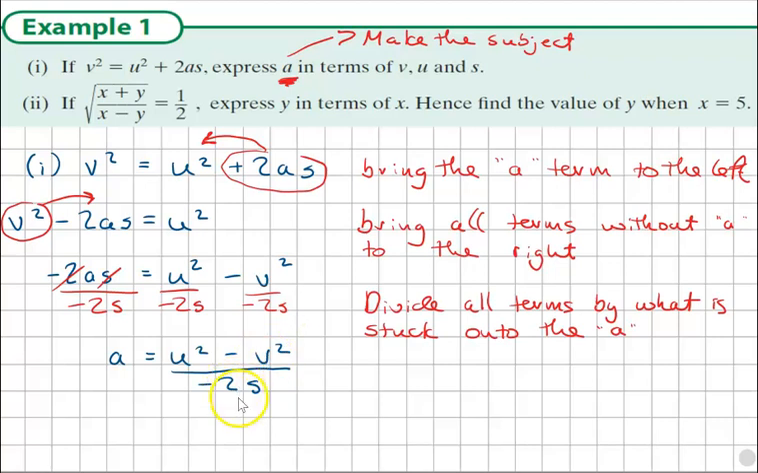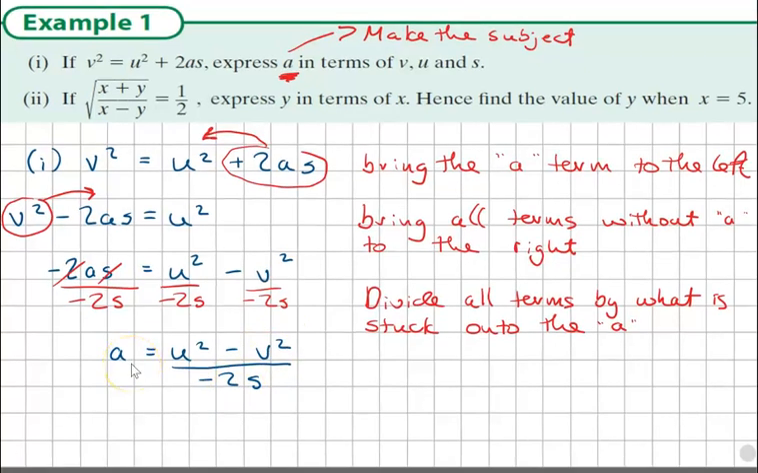So this can just become a common denominator. So this answer is fine. A is now the subject of the formula, but we can take the minus that is in the denominator and just bring it out in front of the fraction.